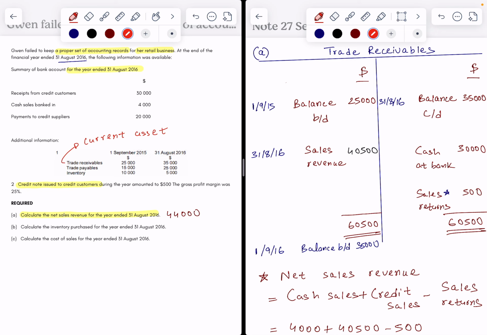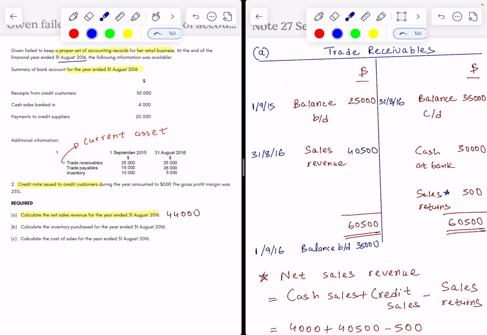So here within the T account or the ledger account for trade receivables, we have included the opening balance on the 1st of September 2015, which is balance brought down of $25,000, and that is recorded on the debit side. Then you take the closing balance for trade receivables at 31 August 2016, which is given to us at $35,000. That closing balance for assets must always be on the credit side of the ledger account, which is what we have done here. You can see on the credit side for the year ending 31st of August 2016, the closing balance, which is balance carried down, C/D for short, and that is $35,000.